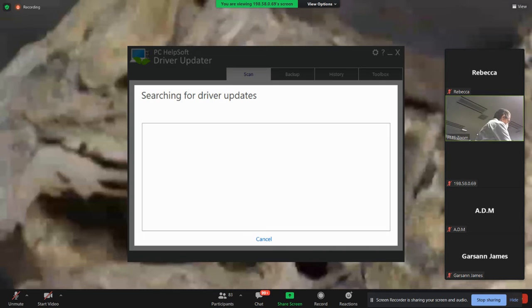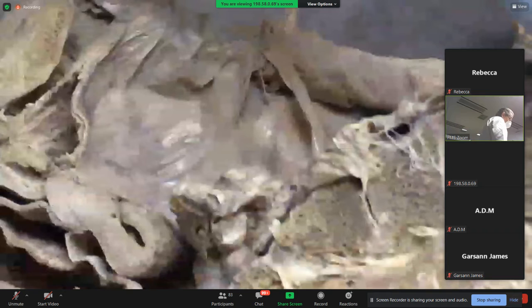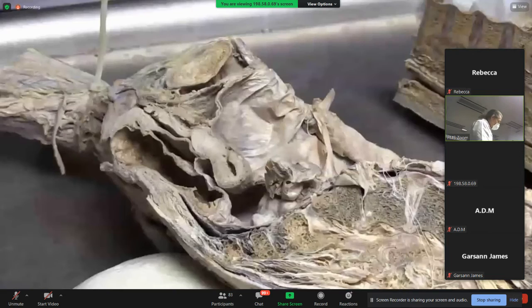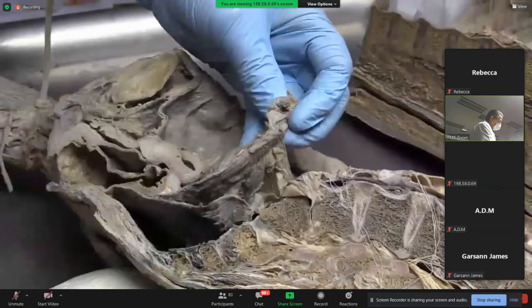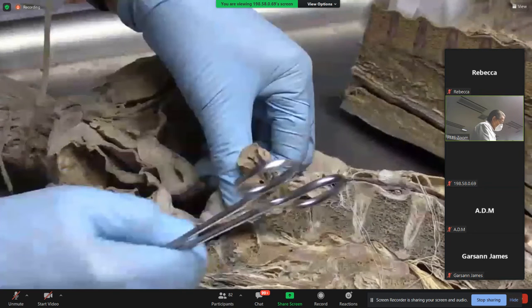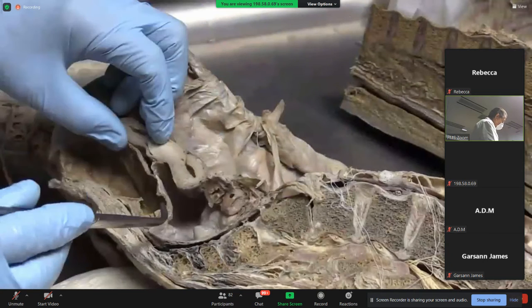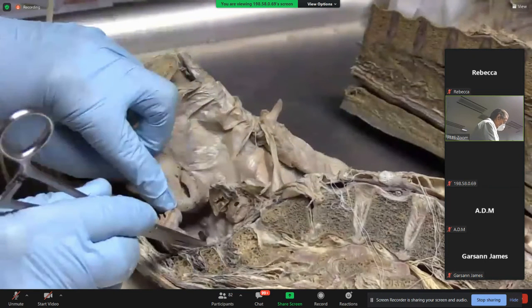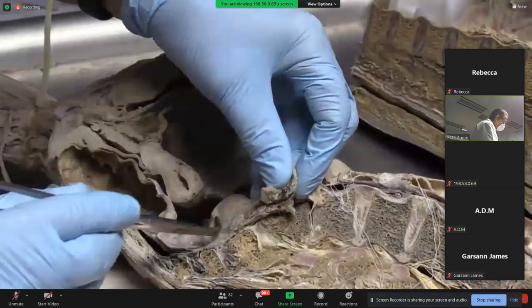All right, so here we go. This is the sigmoid colon coming down here, then the upper part of the rectum. The rectum probably starts below that. Sigmoid back and then here, and rectum here.